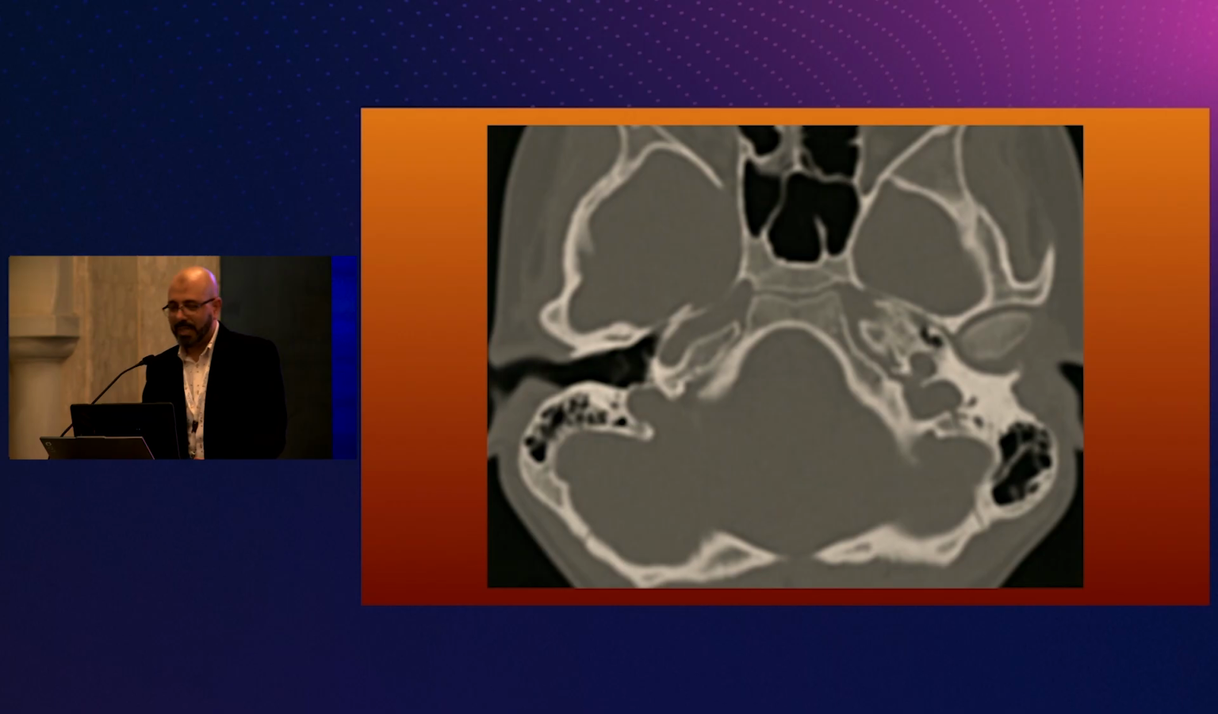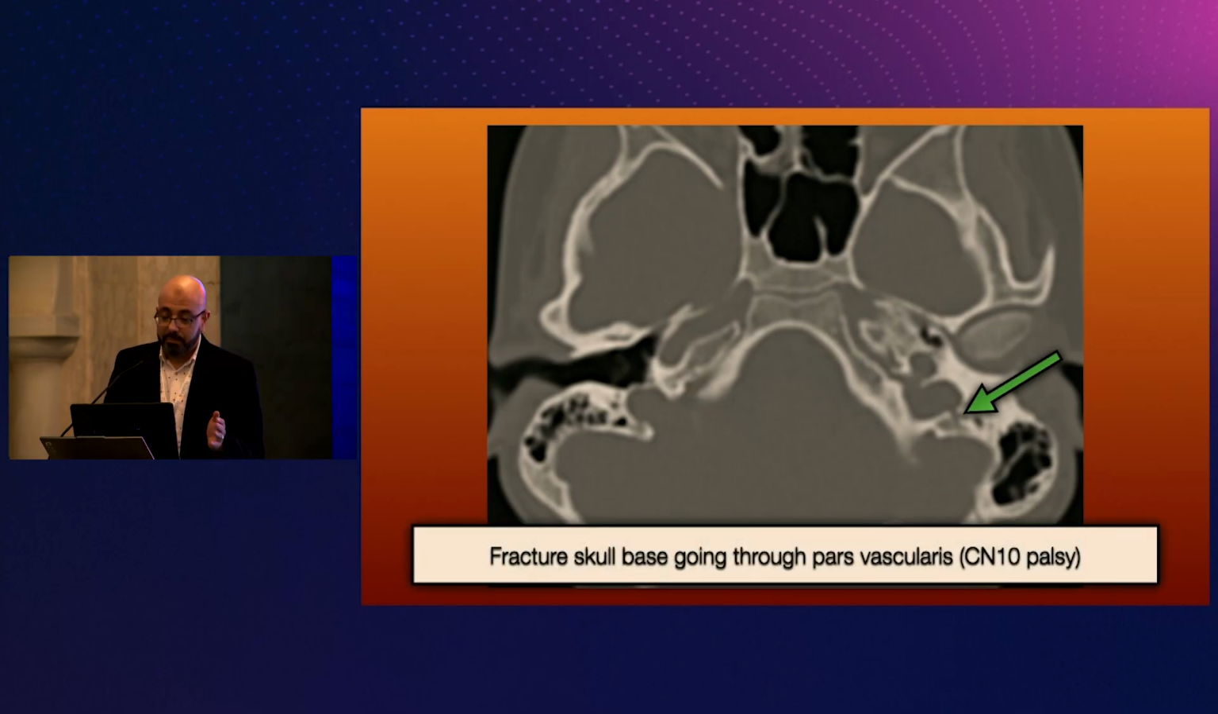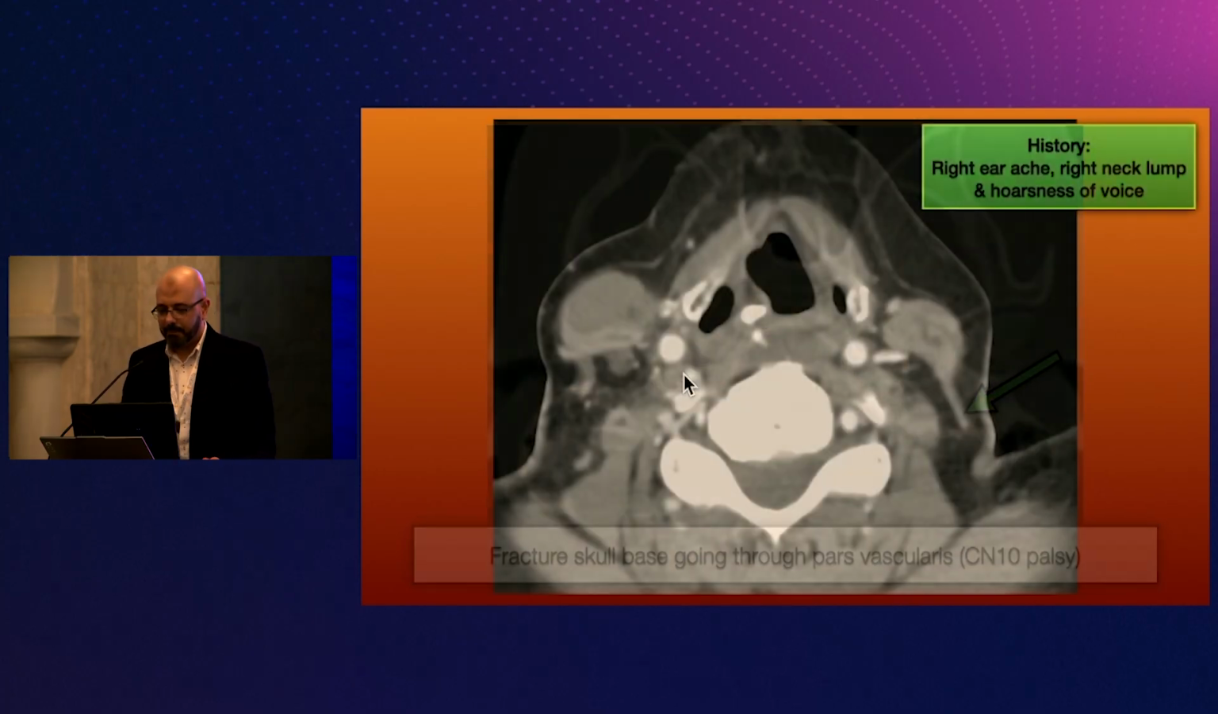So what's wrong here? What happened to this poor chap? We can see a fracture through the skull base going into which part of the jugular foramen? This is the pars vascularis, right? So two nerves pass here, number 10 and 11. And one of the branches of number 10 is the recurrent laryngeal. That's why this patient was presenting with vocal cord palsy.